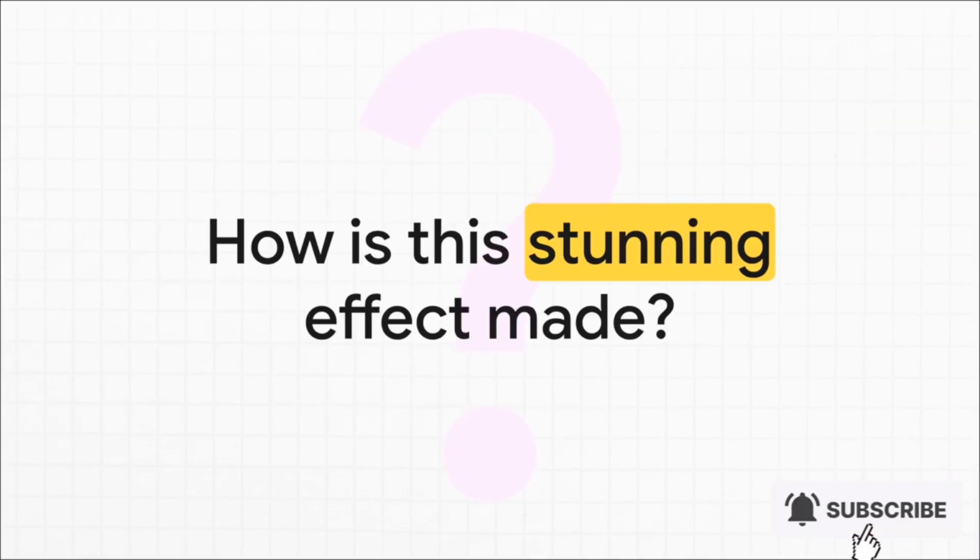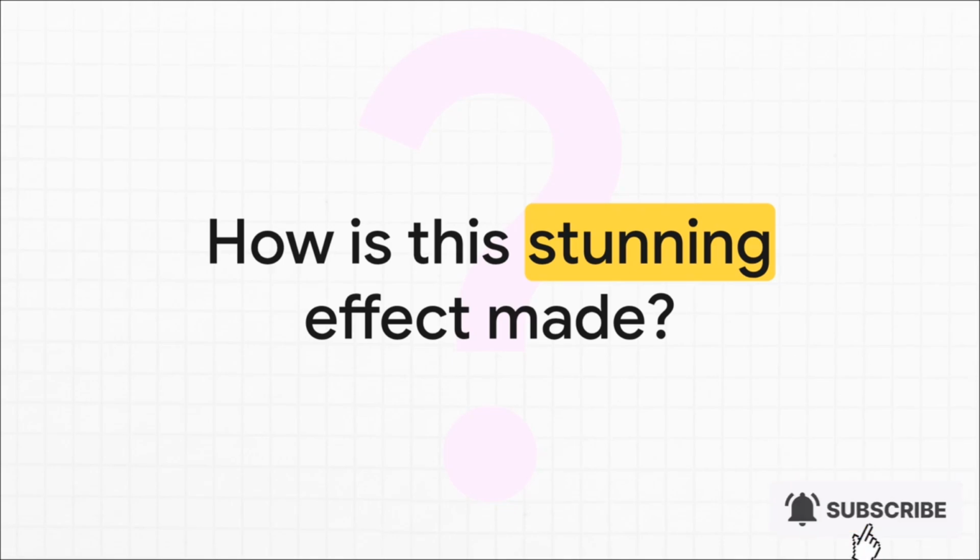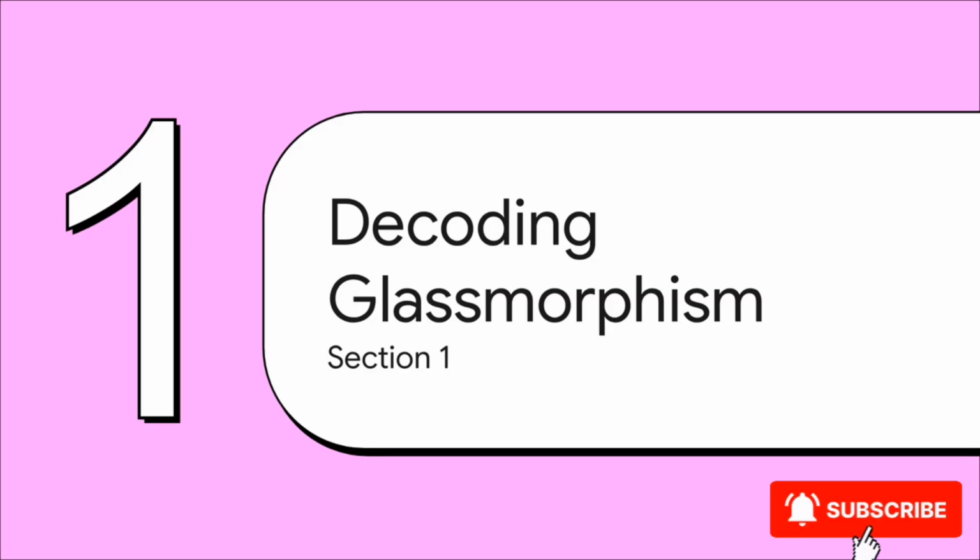So, how do we get this stunning effect? Well, it's not just one single magic trick. It's actually a careful combination of 5 key ingredients. We're going to deconstruct this whole thing piece by piece so you don't just understand how to do it, but why each step works. All right, let's kick things off by decoding this effect.